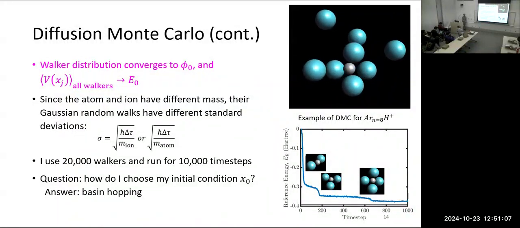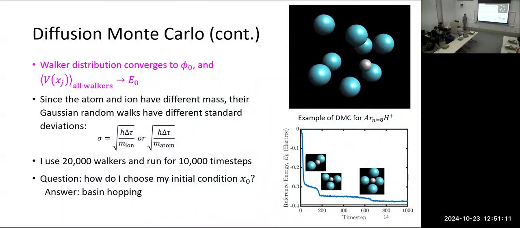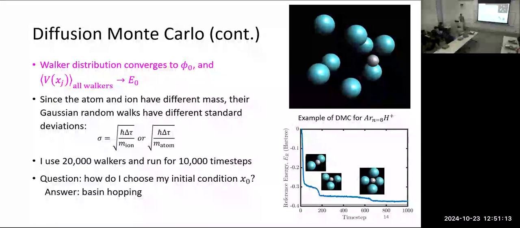The derivation for that is a little bit complicated. You could use the path integral formulation to derive why this works, but maybe I shouldn't go into that.